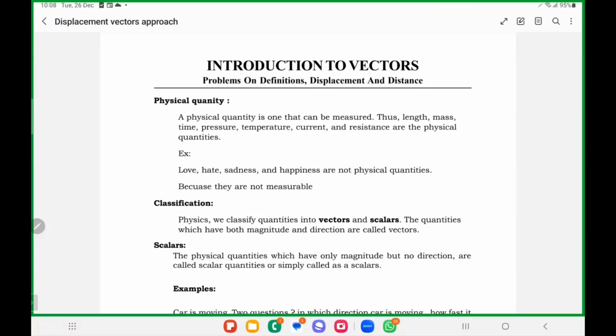The understanding of vectors is essential for quickly and easily solving many physics problems. In this video, I define some basic terms related to vectors and use them to solve few problems based on them. So first definition, physical quantity.